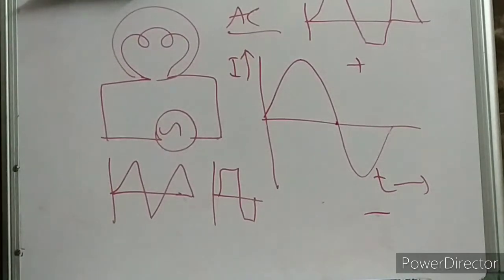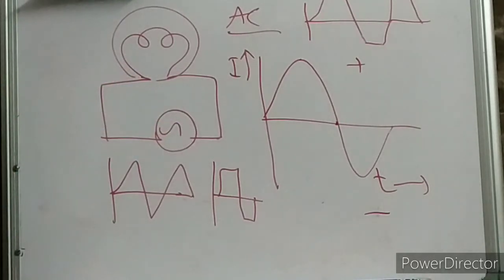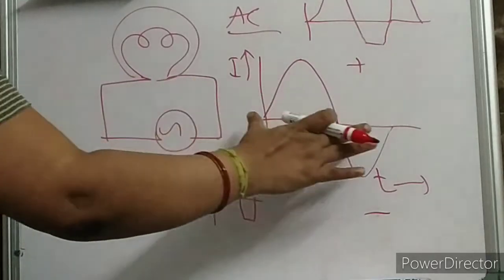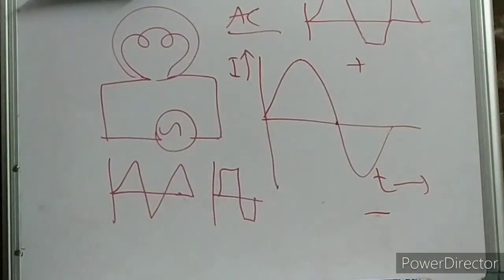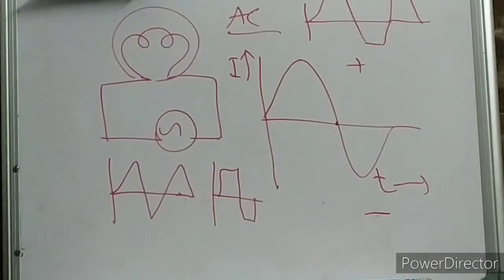Clear? One more thing. You have studied frequency in class 9, in sound waves. What is frequency, children? Frequency is nothing but in 1 second how many cycles, how many waves pass through. That is your frequency. How frequent it is. This is one cycle or one wave. So in 1 second how many complete cycles pass through, that gives your frequency. Clear?